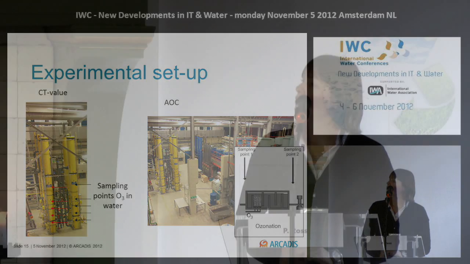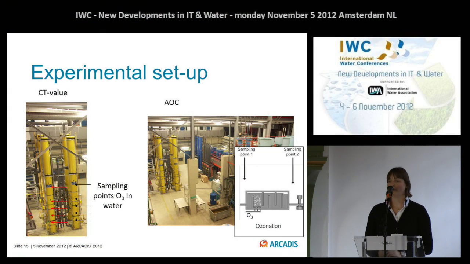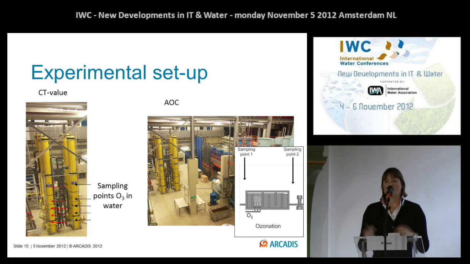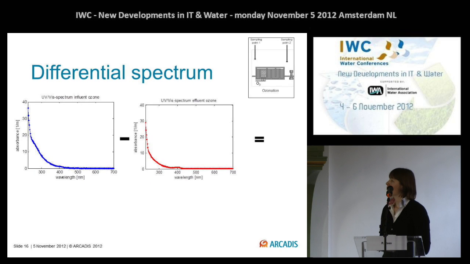And what we did is, for the determination of the CT value, we applied different ozone dosages, and we took sampling points at different heights, and we determined the ozone concentration in water. With that and the known residence time, we could calculate the CT values. For AOC concentration, we took an influent sample and an effluent sample after ozonation, and for both we determined the AOC concentration. For those two sampling points, we also put an online UV-Vis spectrometer monitor.